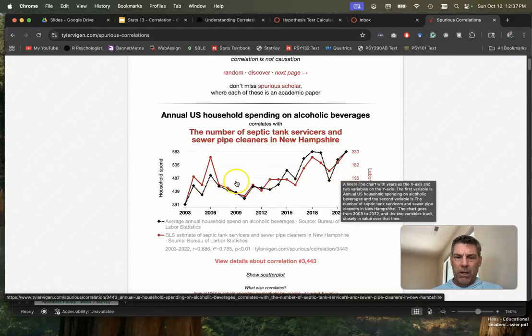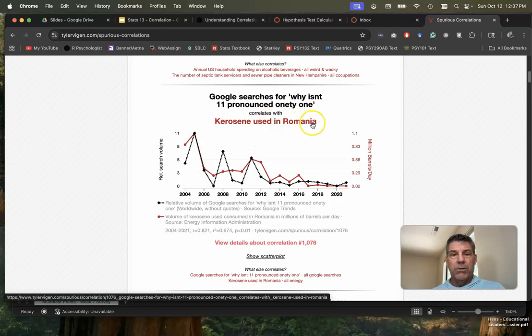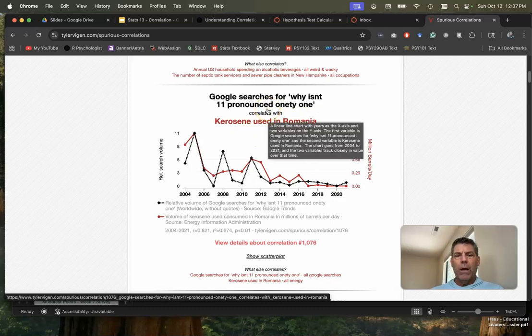Now notice how those all seem to kind of move in the same direction. That is some indication. It's not a correlation coefficient like we've been looking at, but these two variables seem to be correlated with each other, and it's just purely by chance. So there's a bunch of these. Kerosene used in Romania, and Google searches for why isn't 11 pronounced 1D1? So there's just all sorts of things.